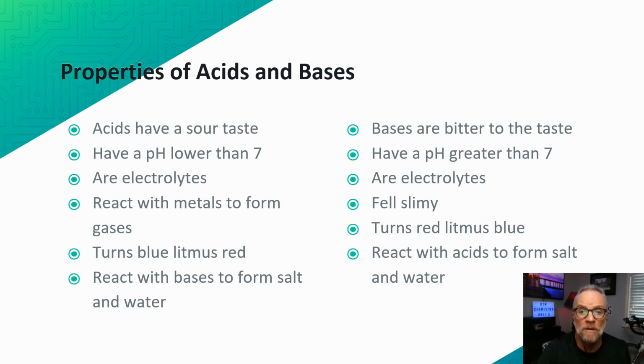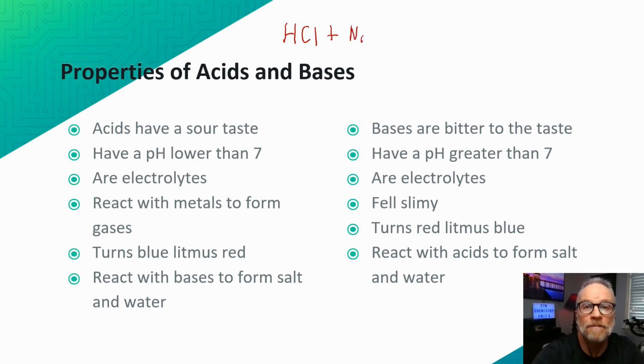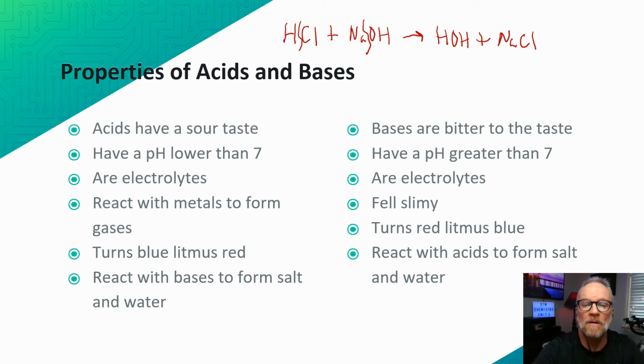Acids also react with bases to form salt and water. And let's just do a little example of that while we're at it. So let's take hydrochloric acid, and let's take sodium hydroxide, which is a base. And what happens is these bonds split and these bonds split. So hydrogen will react with hydroxide, which is water, H2O, and sodium chloride, which is the salt. So this is a specific example of an acid-base reaction that forms water and salt.